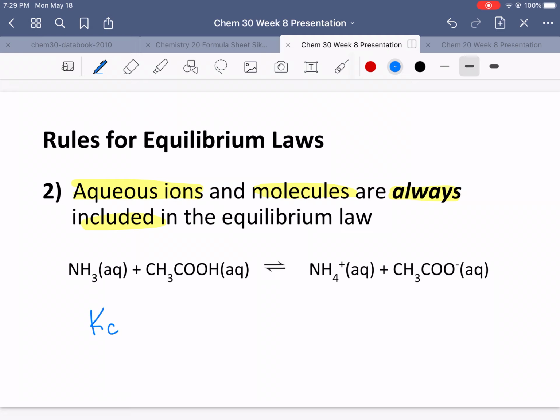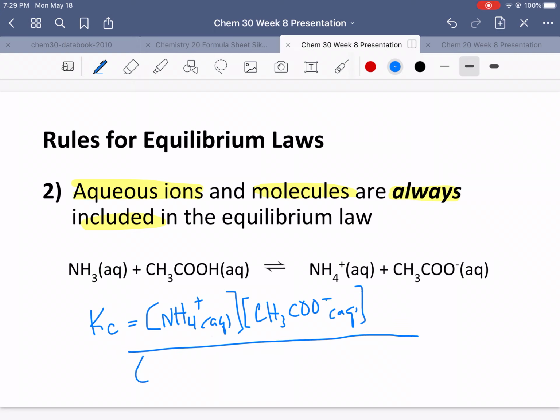Once again, we say Kc is equal to. A common mistake is people put reactants on top instead of products. Pay attention to it. Make sure that that's something that you're watching. It'll be the concentration of the NH4 plus. Make sure you're putting states and the proper charges, times the concentration of the CH3COO negative, that acetate ion, square bracket, all over. And then we have a molecular compound, ammonia, which is aqueous, so it's included. I want those to be square brackets, not rounded ones.